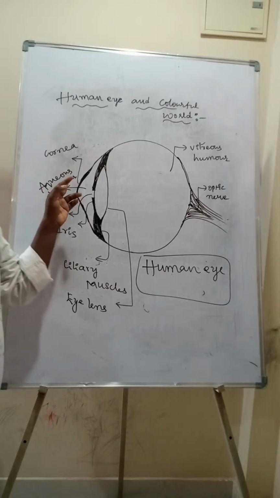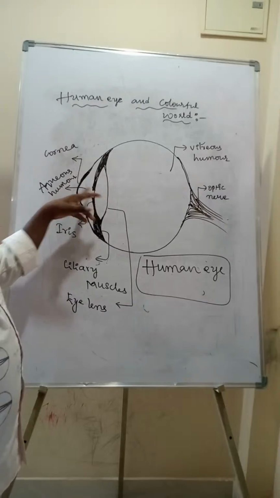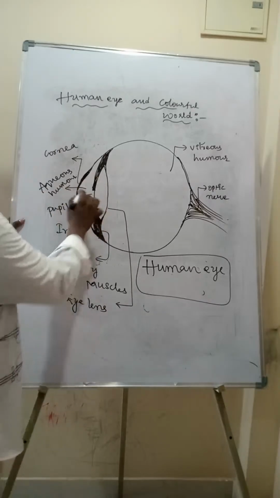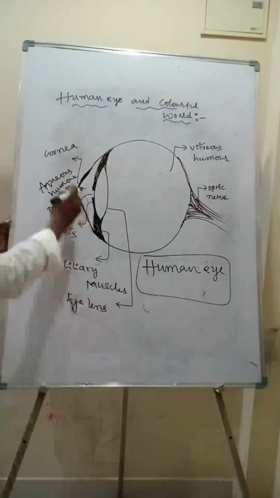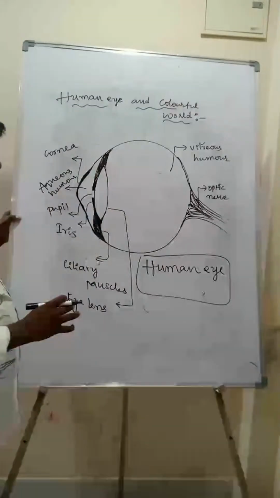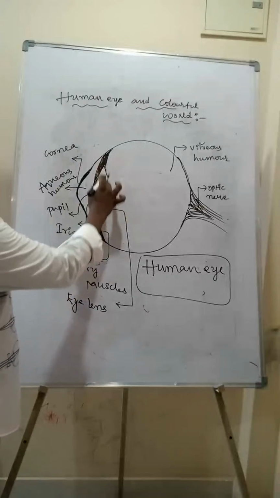It is a jelly type liquid present between the cornea and the iris. It provides blood and nutrition to the central cornea, and also maintains the shape. Next one, the iris. This portion is the iris.